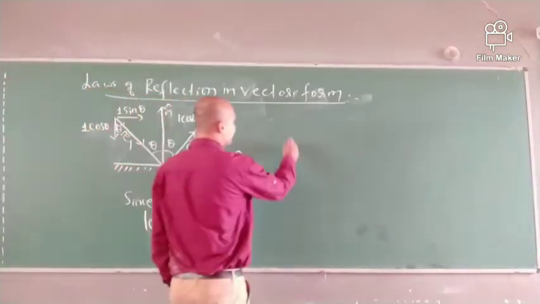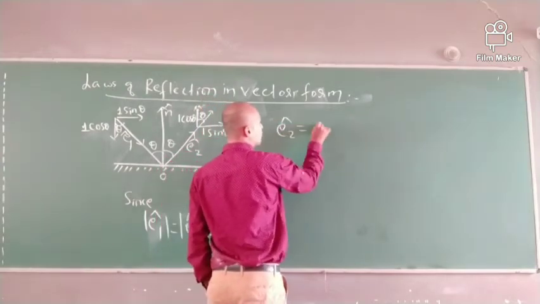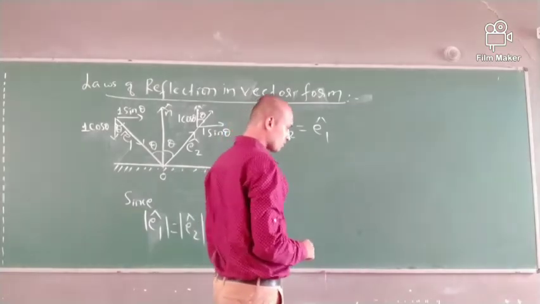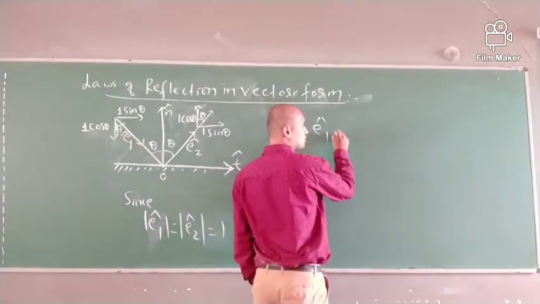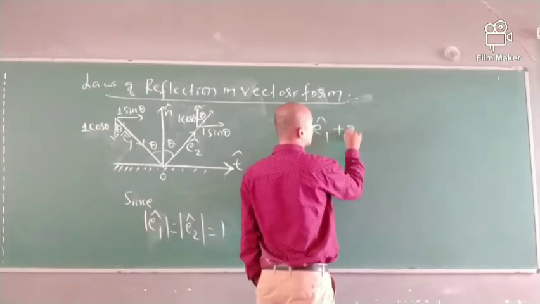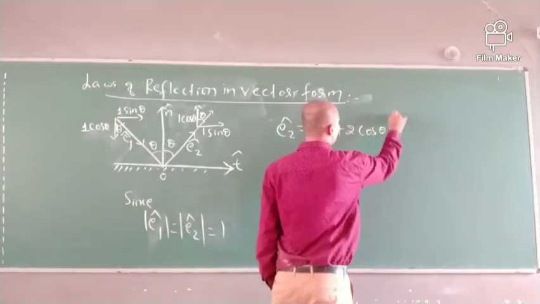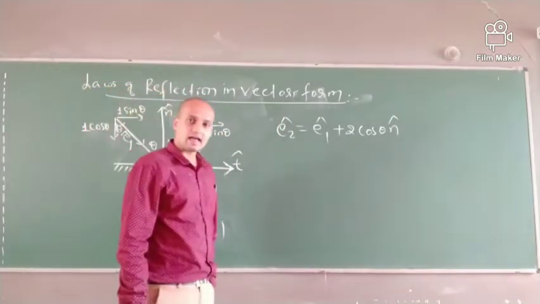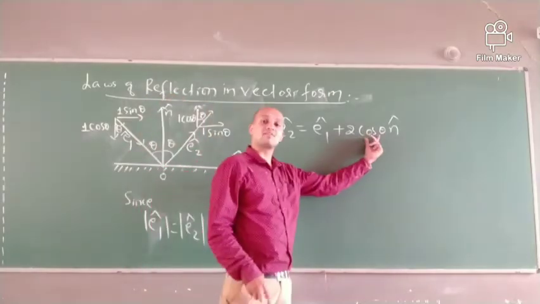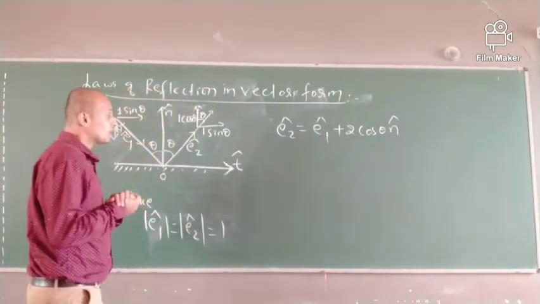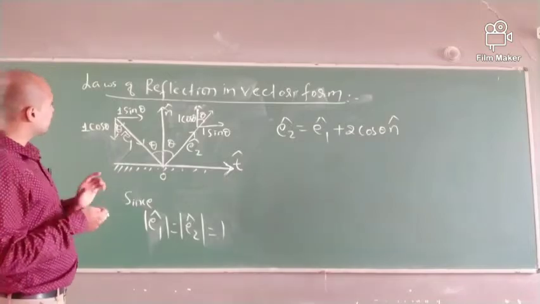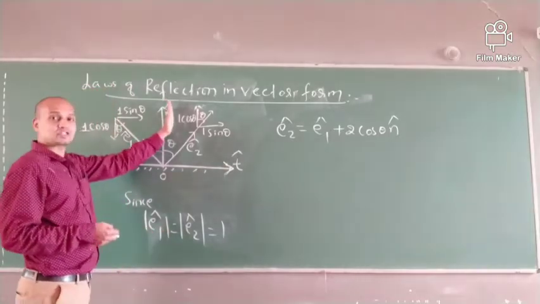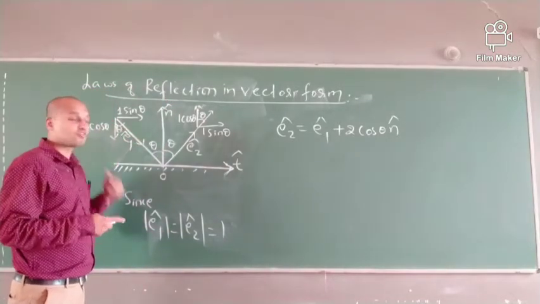So we have calculated E2 cap. We got E1 cap plus 2 cos theta n cap. This is what I have written. Now let me try to find the value of cos theta in terms of other unit vectors. I will try to find cos theta in terms of the normal direction as well as the direction of incident.